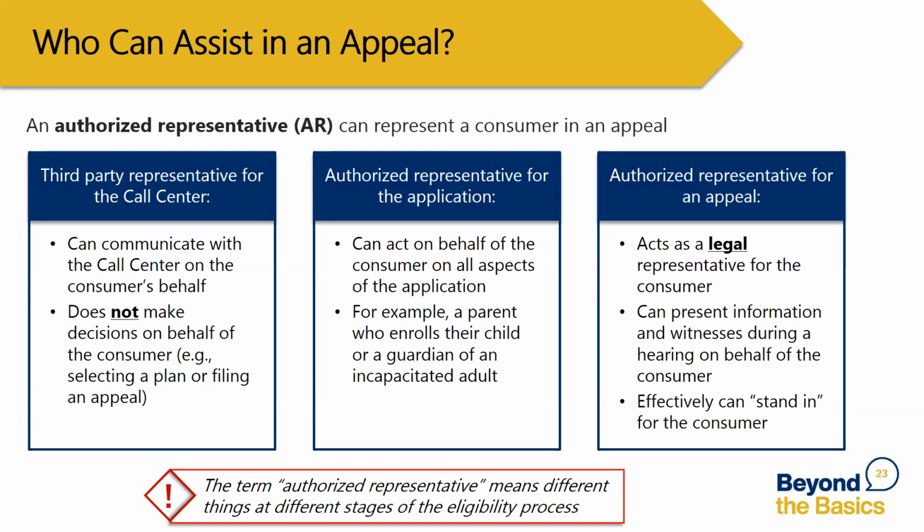If you're actually an authorized representative for the consumer on the application, you actually stand in the place of the consumer and can make decisions for them. But I want to be clear that the authorized representative for the application is different than an authorized representative for an appeal. So even though it's called the same thing, authorized representative, or AR for short, in the appeals process, an authorized representative actually is serving as a legal representative for the consumer. And that person can present information and witnesses, and again, effectively stand in the shoes of the consumer. It's a pretty high level of responsibility. And it's important to understand these differences here whether you're looking at just assisting someone with an application or calling the call center versus actually representing them for an appeal.